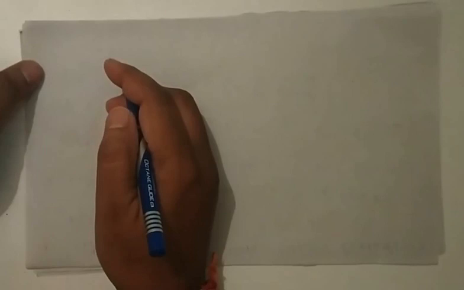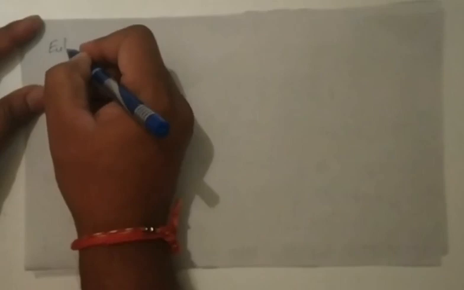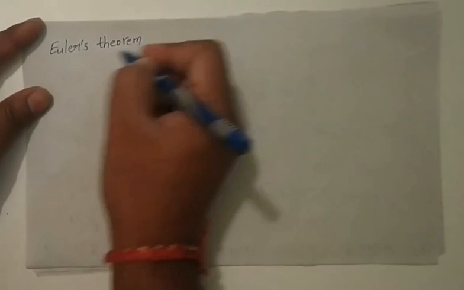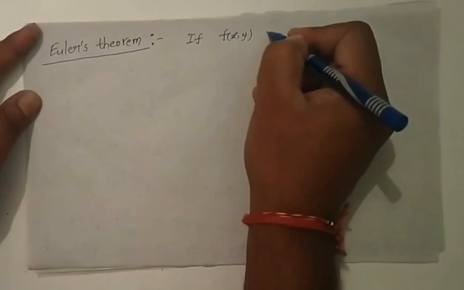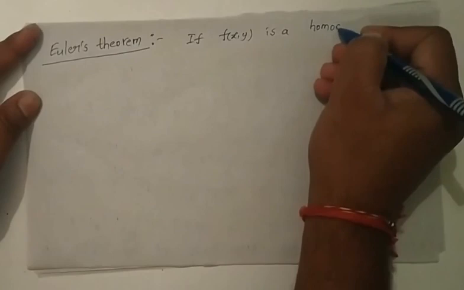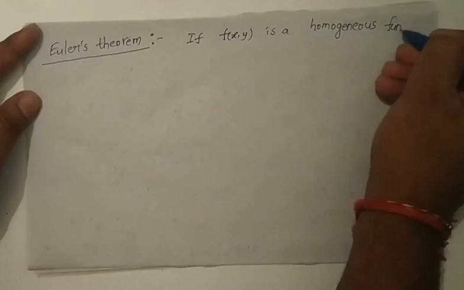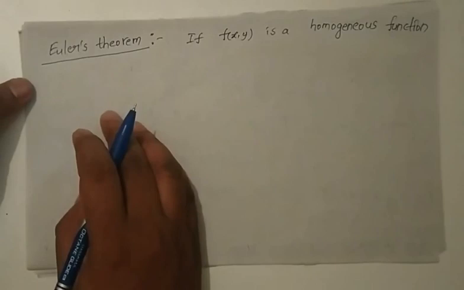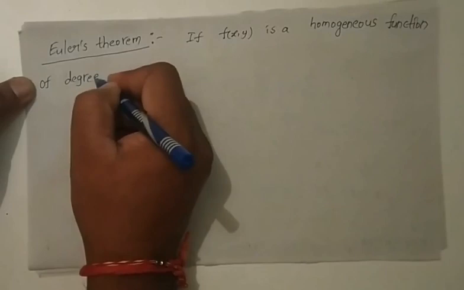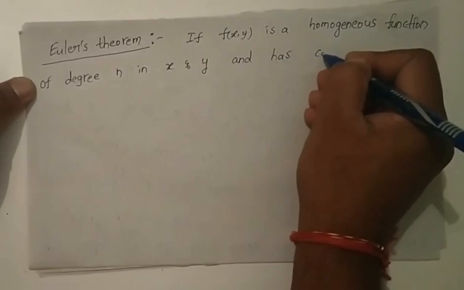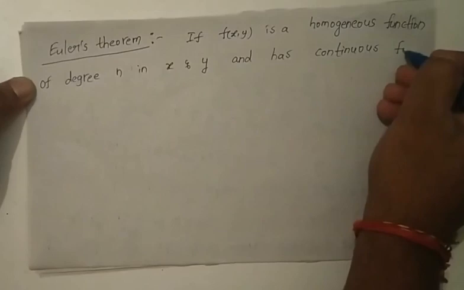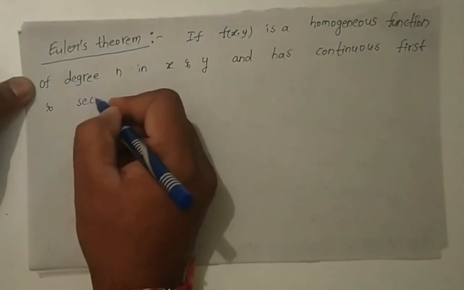So now we will discuss Euler's theorem. Euler's theorem, write down. If f of x comma y is a homogeneous function of degree n in x and y and has continuous first and second order partial derivatives.